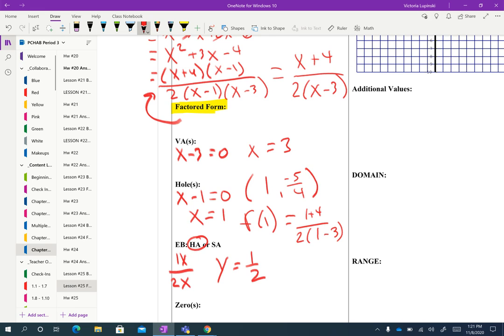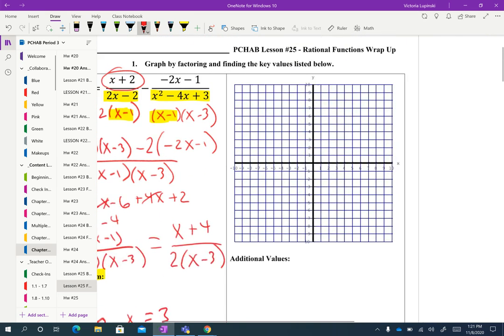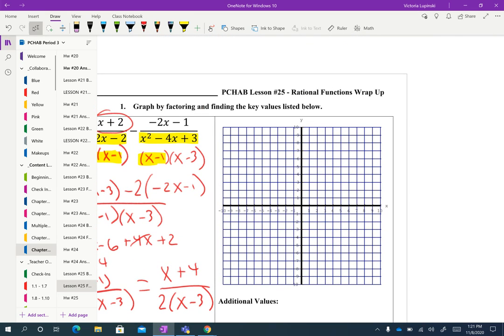Your zeros would come by setting any non-canceling factor of the numerator, which would be x plus 4, which would give you a zero of negative 4. And we're going to go ahead and take all that information and start graphing it. So negative 4 comma 0, that is the zero. Then a vertical asymptote here at 3. A horizontal asymptote at 1/2. So obviously halfway between 0 and 1.